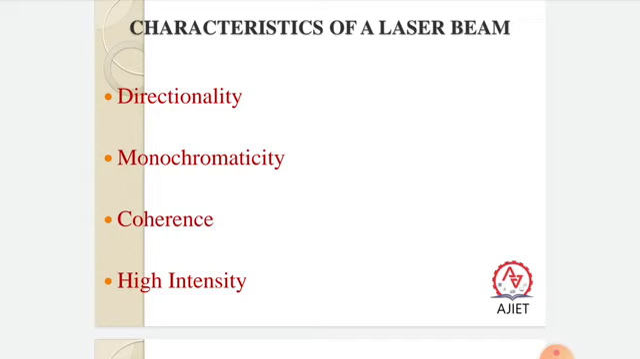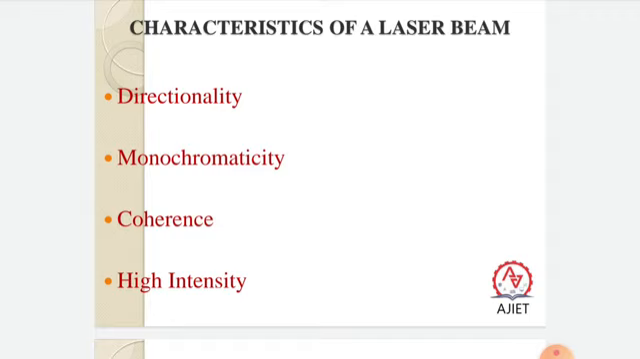Monochromaticity, it is of single color. Lasers are generally meant for monochromatic light, meaning it is of a single wavelength. For example, a helium neon laser emits 632.3 nanometer, it always goes on emitting almost exactly 632.3 nanometer. So this property is called monochromaticity. Next is coherence. Laser beams are highly coherent. The phase difference between two or more beams is almost zero, or a constant phase difference. So this is another important property of laser.